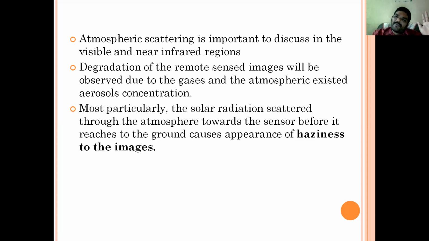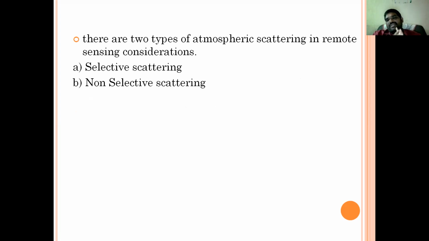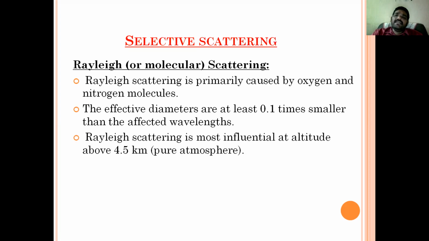There are two types of phenomena that may be observed. One is selective scattering, which we discussed in the previous class also, and the other one is non-selective scattering. See here, what is selective scattering? We discussed this. It is also called molecular scattering. Once the EMR is being influenced by the molecules of oxygen and nitrogen, the intensity of EMR, which is supposed to be recorded by the sensor, is reduced, because of which the image may be blurred, or the image may give haziness in its appearance.